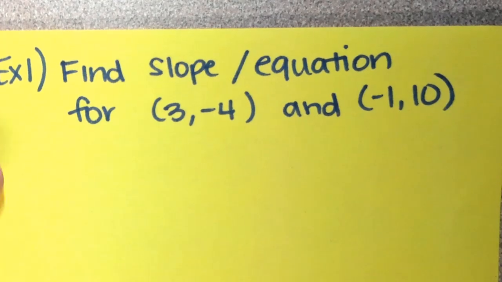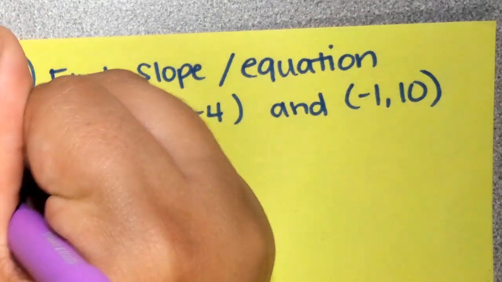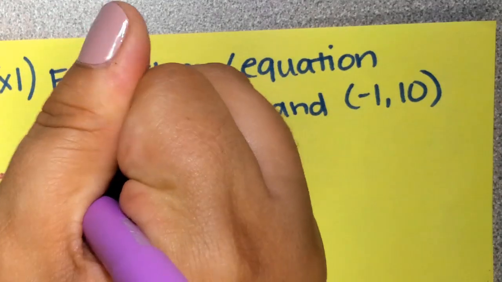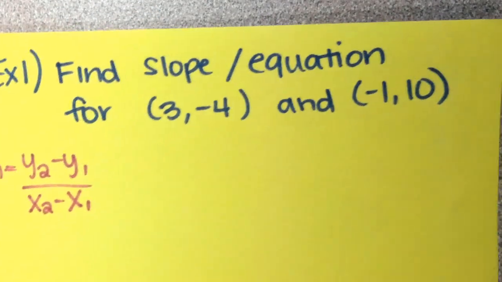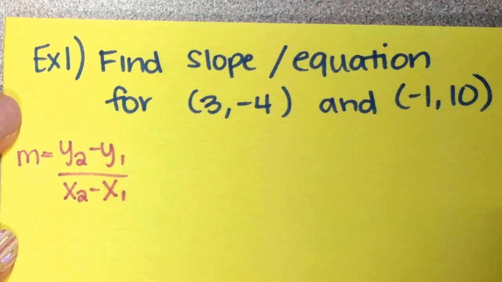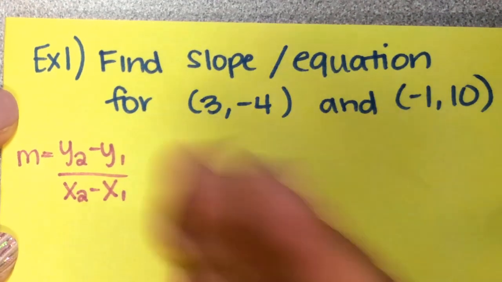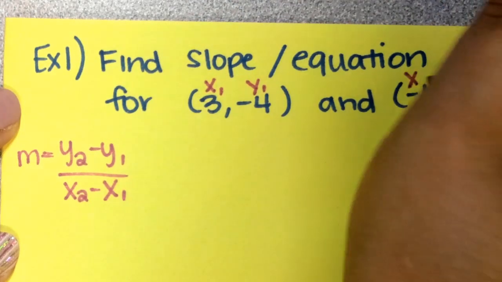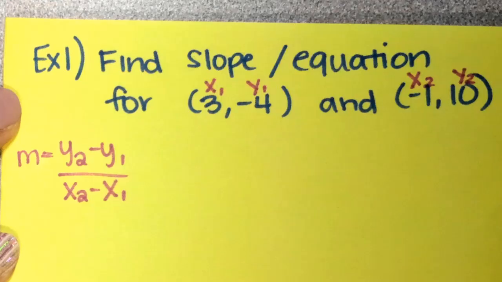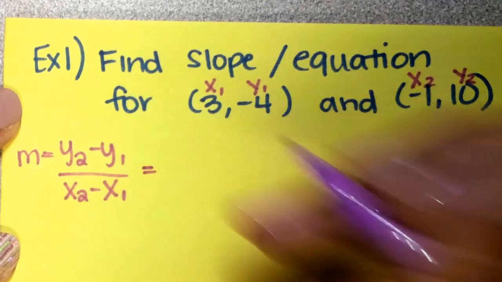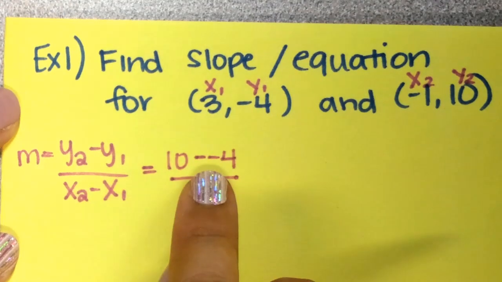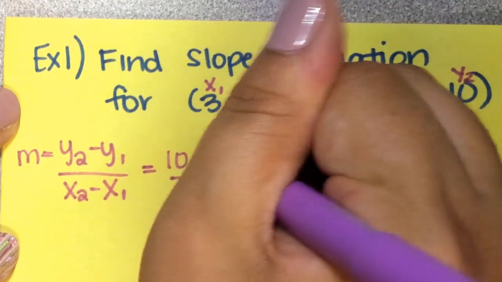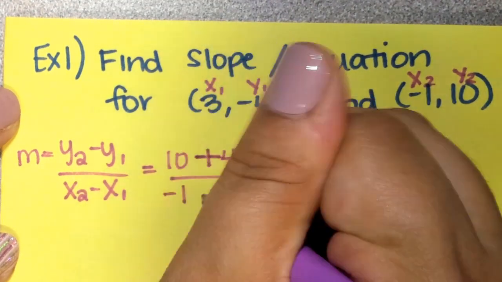The first way that I'm hearing is the slope formula. y2 minus y1 over x2 minus x1. Perfect. Don't you agree we kind of already did distance formula using these things? So I can say x1 and y1, x2 and y2. And I'm just going to plug in 10 minus negative 4. And what does a minus negative become? Positive. Plus. And then negative 1 minus 3.